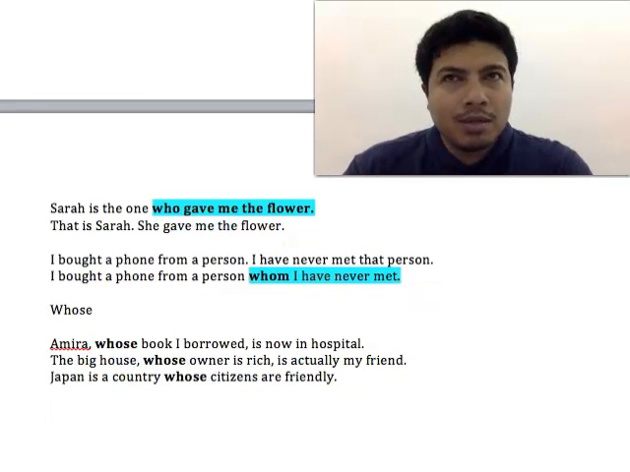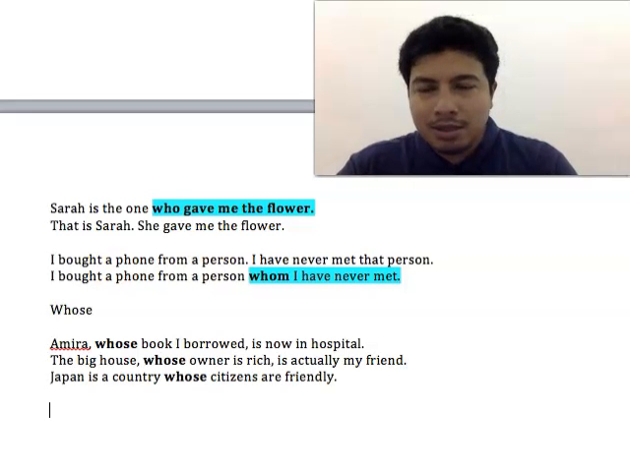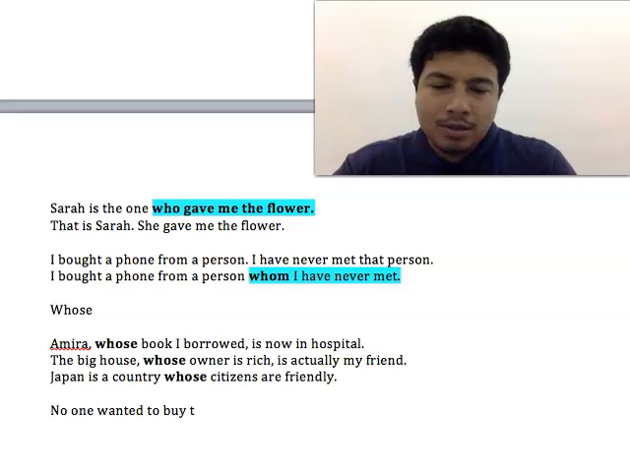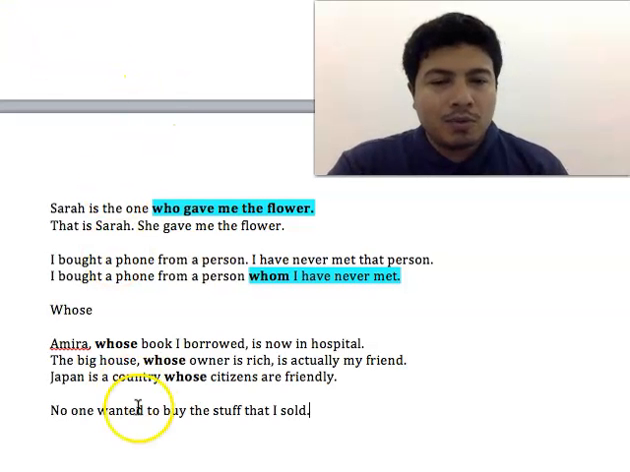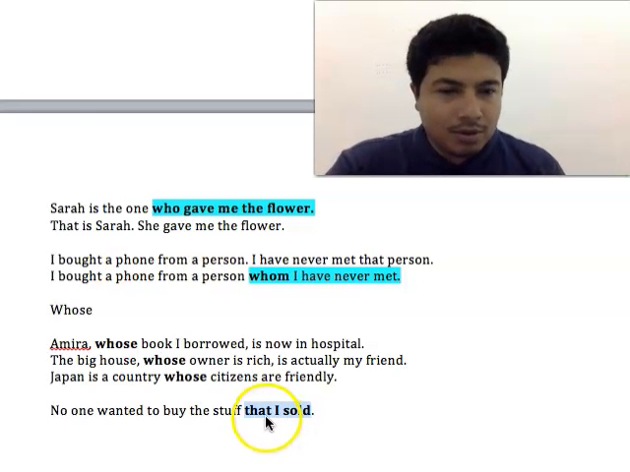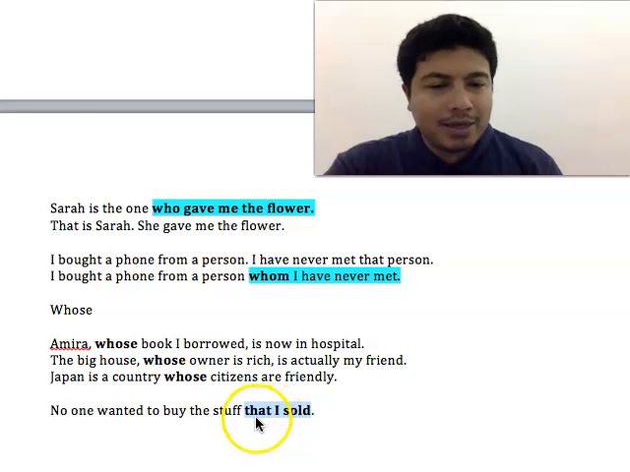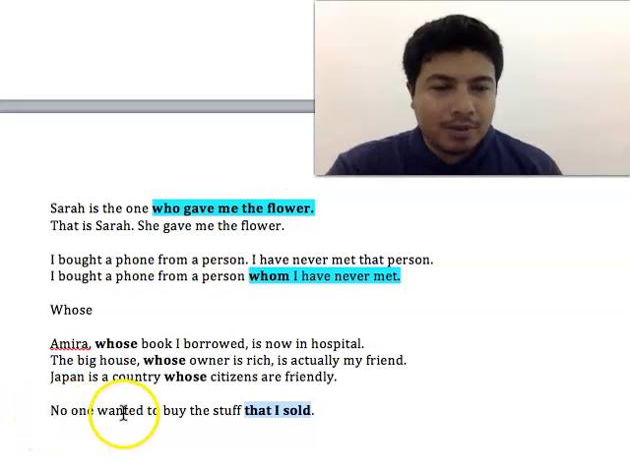Next, we talk about the relative pronoun that. So an example of that as an adjective clause is, for example, when you say no one wanted to buy the stuff that I sold. So no one wanted to buy the stuff that I sold. So this is the adjective clause, because it has that, the relative pronoun, as well as a verb. And this is another clause because you have a verb.